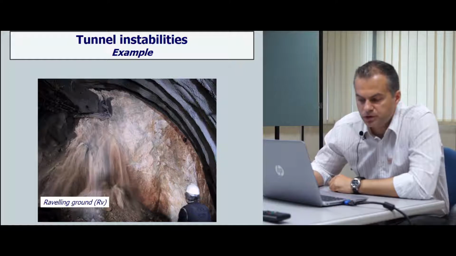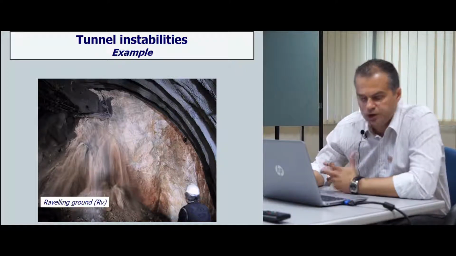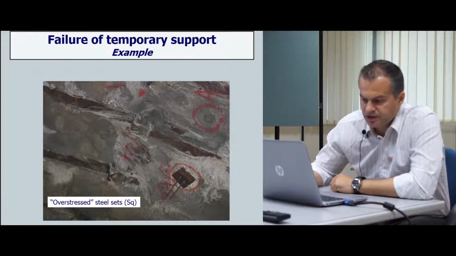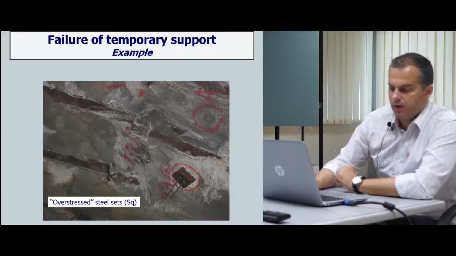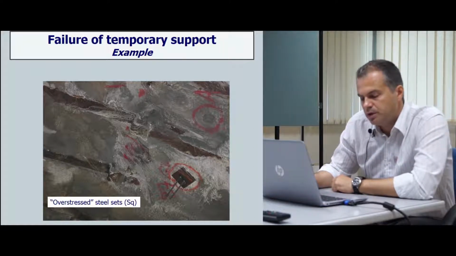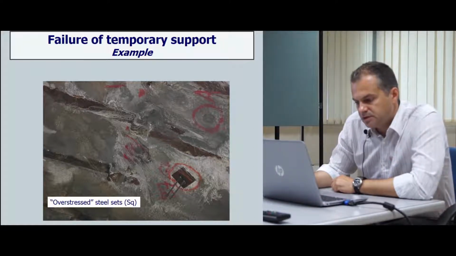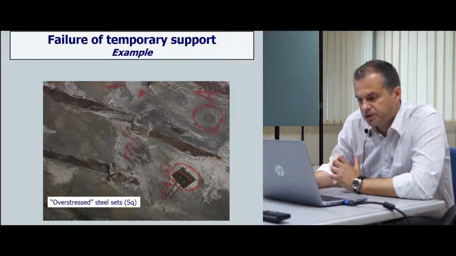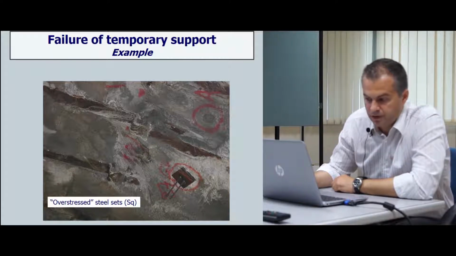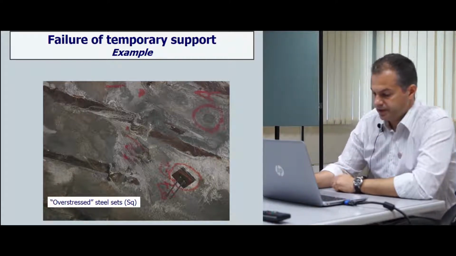A raveling ground with grout in brecciated limestone, a sugar cube limestone. And here you can see overstressed steel sets where we have squeezing ground, a very sheared siltstone, thrusted flysch, heterogeneous tectonically deformed rock masses. Here you can see how the steel sets are bent.